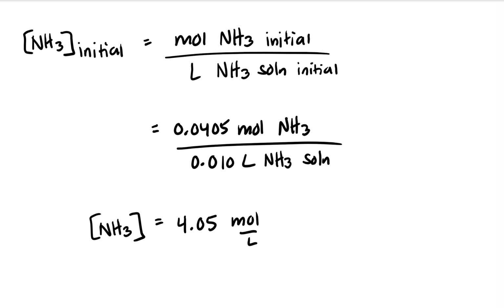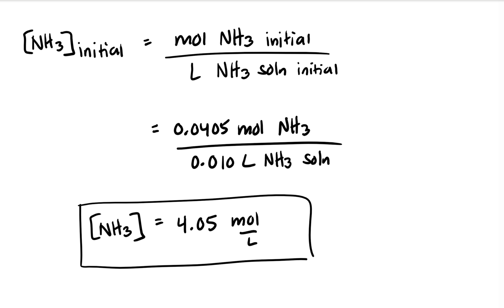So the ammonia that we originally put into that flask had a molarity of 4.05 moles per liter. You can write a capital M instead of moles over liters if you prefer. We would say 4.05 molar ammonia solution.